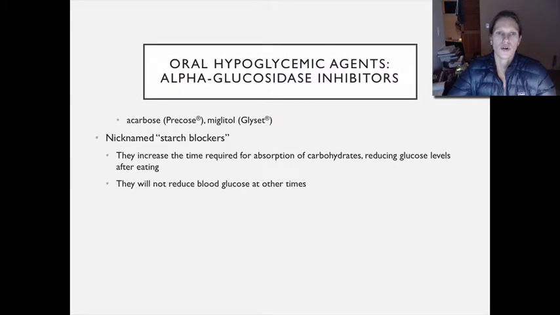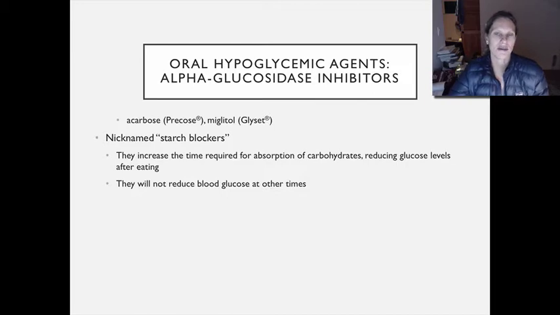All right, the alpha glucosidase inhibitors. So I gave you some examples, acarbose and meglitol. These oftentimes are nicknamed the starch blockers. So essentially what they do is they increase the time required for absorption of carbohydrates. So it takes longer to absorb carbohydrates, meaning you're not going to get such a glucose load in the blood. So they reduce serum glucose after eating. They don't seem to reduce serum glucose any other time.